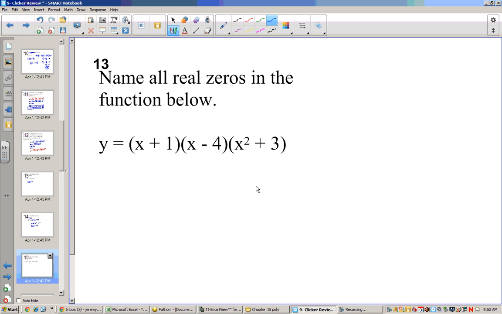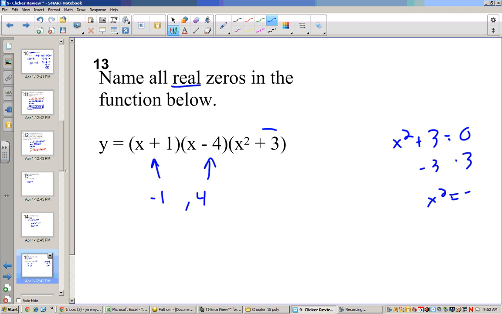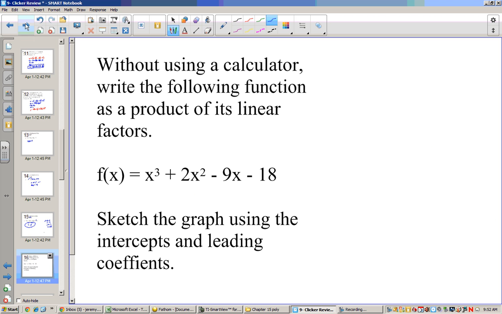Now name all the real zeros. This one would have a real 0 at negative 1. This one would have a real 0 at 4. This one would be a complex 0. Since it's asked for real, I don't need to find it, but just in case I said find all the zeros, we would find it by solving for our value. It would be plus or minus i root 3 for the other two. But since it says find all the real zeros, that's all I'm looking for.